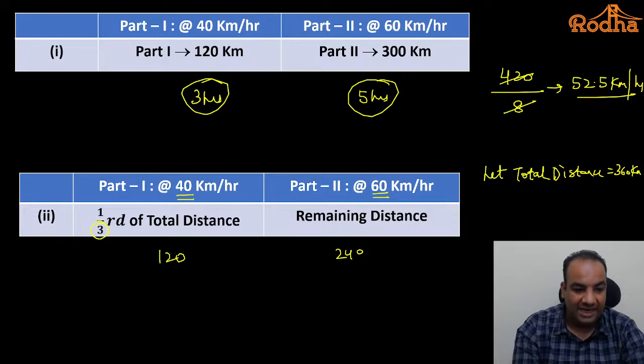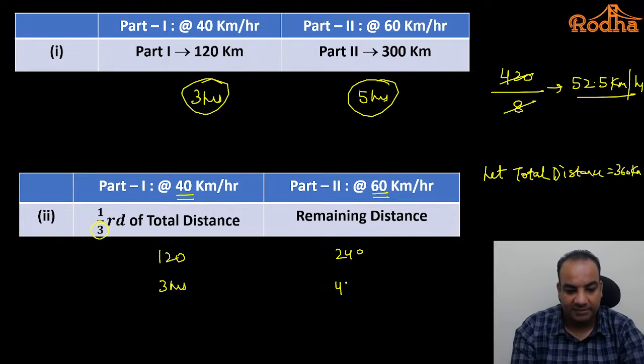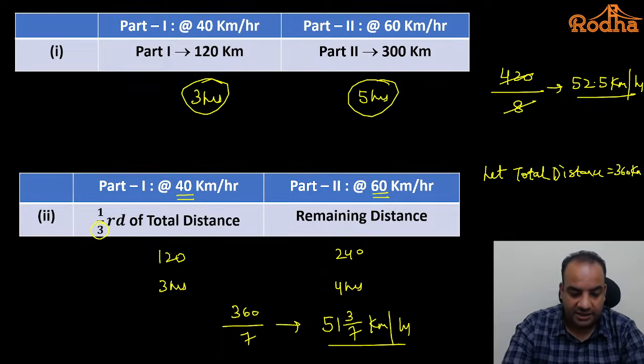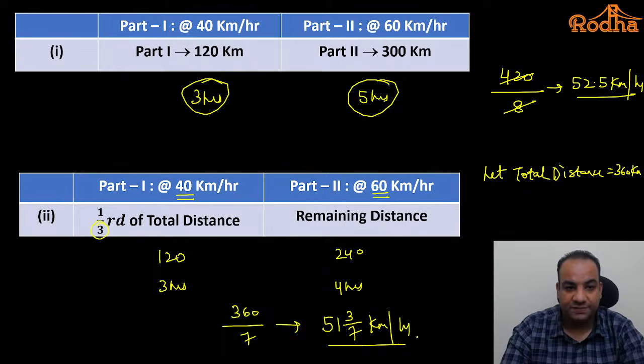To cover 120 km at 40 km per hour, time taken would be 3 hours. To cover 240 km at 60 km per hour, time taken is 4 hours. So total distance is 360, total time is 7 hours. So 360 by 7, which is 51 3/7 km per hour. 51 3/7 km per hour is the average speed of the entire journey. Is it okay to all? Any doubt to anyone in this part?